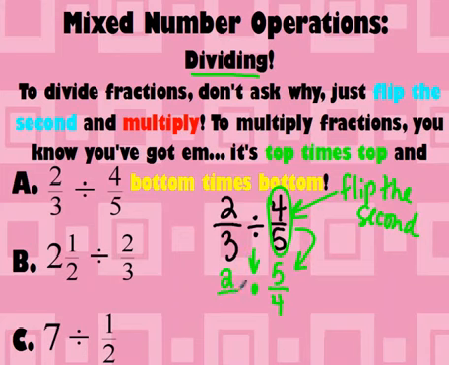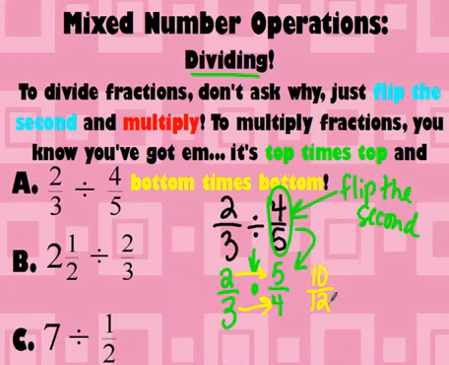So the first one, nothing happens with it. We change the second fraction, we flip it over, and then we multiply. To multiply fractions, you know you've got them. It's top times top, which in this case is 10, and bottom times bottom, which in this case is 12.